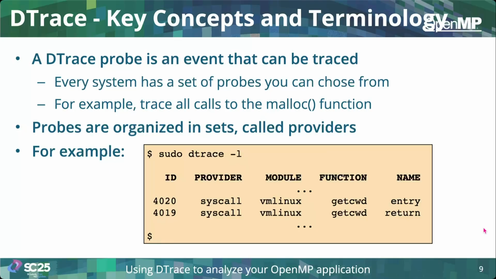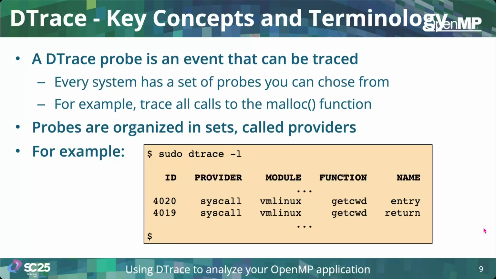An example is you can trace all the calls to malloc, for example. To make things a bit more manageable, probes are organized in sets they call providers, and you can get an overview of all the probes and all the providers on your system. You do that with the -L option on the DTrace command. But remember, you need to run DTrace with root permissions, because the kind of information it gets requires that. Run it under sudo. You can also run it as root, of course.